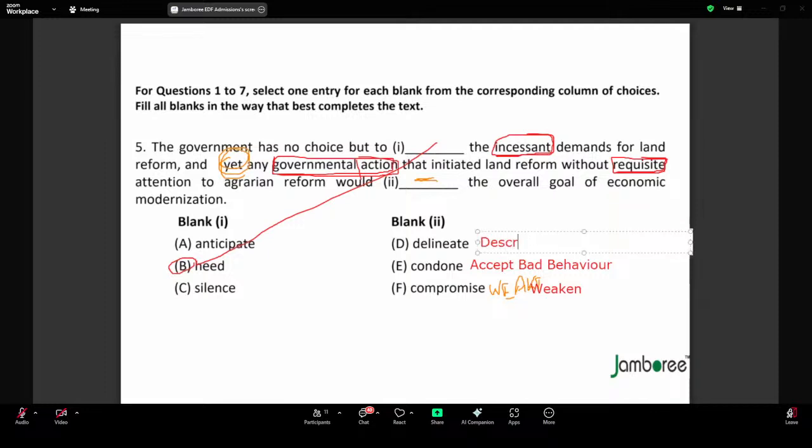Delineate means describe. Pay heed means pay attention to. Anticipate is something you look forward to. All right. What was the second one? Accept bad behavior. Sorry, compromise. My brain is also not functioning. So weaken something. Compromise is also to meet midway when you're trying to bargain for something or with your loved ones. You're like, let's not do this, let's do this. Finally have a compromise. All right.